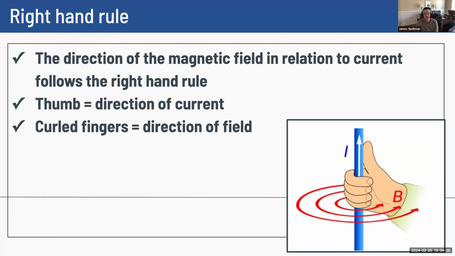As the illustration shows, if the current's going up, the magnetic field wraps around counterclockwise to that. And if the current is going down, then the magnetic field is going to be going clockwise around it.